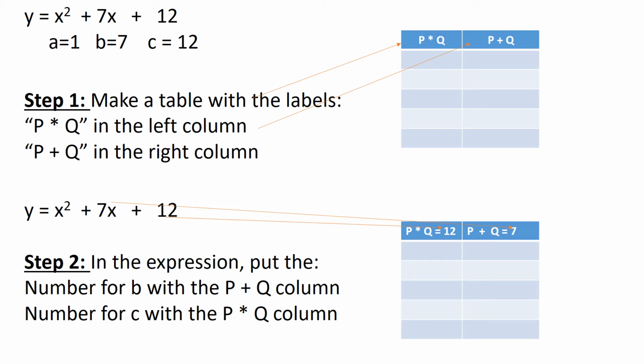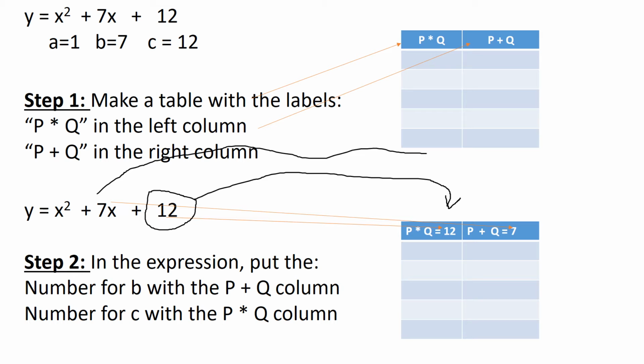I've got an arrow pointing here. But this same p times q over here has got to equal this right here. And then my p plus q has got to equal 7. We'll go to the next page and I'll show you what this all means.